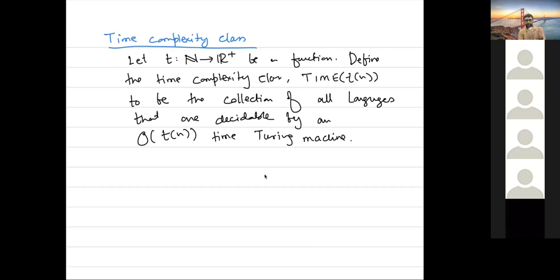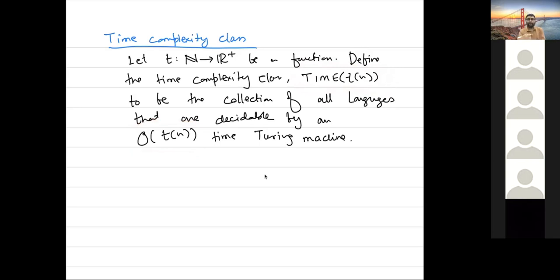So we define a function T. This function T is a time complexity function. And for this time complexity function T, we define a time complexity class, which we call TIME of T of n. And what do we include in this class? It is a collection of languages, so it is a set of all those languages which are decidable by a Turing machine which runs in time of T of n.